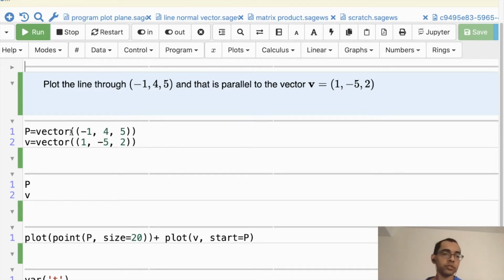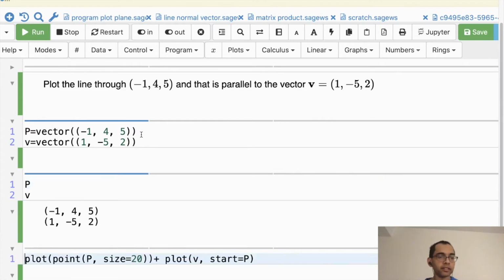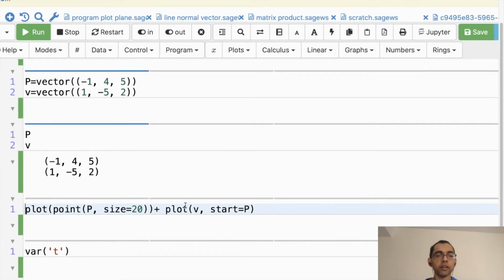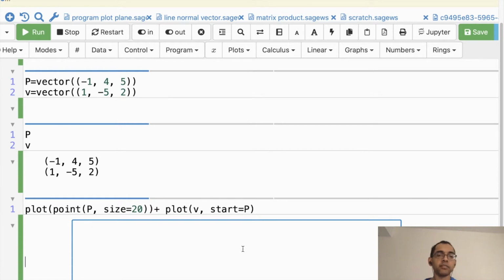And be sure to use double parentheses. You could also use parentheses followed by a square bracket. Let's hit Shift Enter. So that stores P and v. And then let's see what P and v are. So okay, that's this point and this vector. And then let's plot the point P and this vector v.